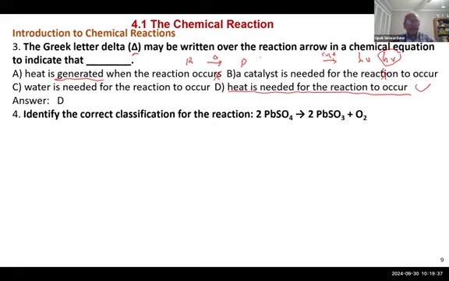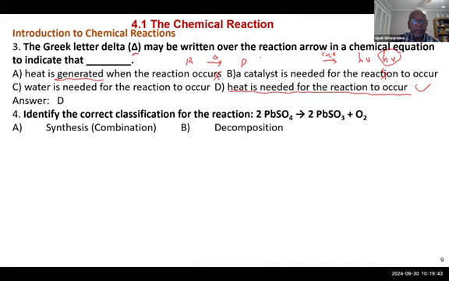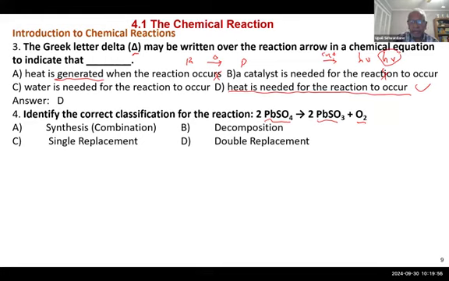Next question. Identify the correct classification of the reaction. You look at the type of the classification. This is mainly based on what happened to the reactants. It's broken down into simpler ones. Now this is one item here. Now it's broken down into two.